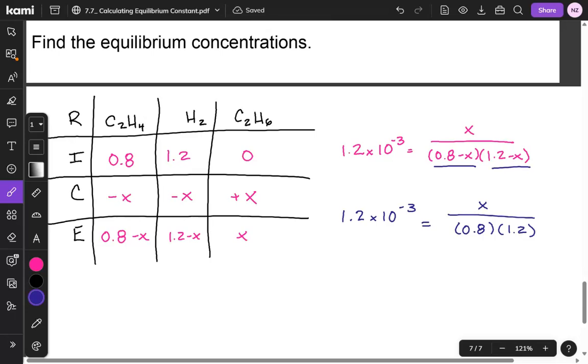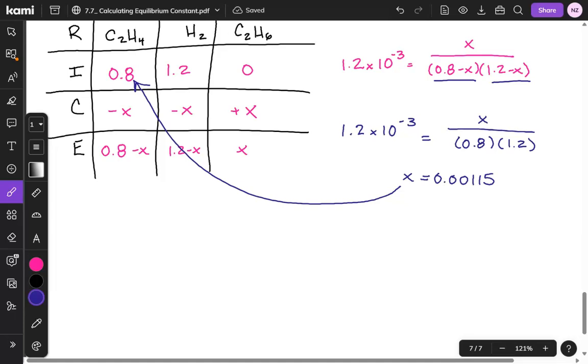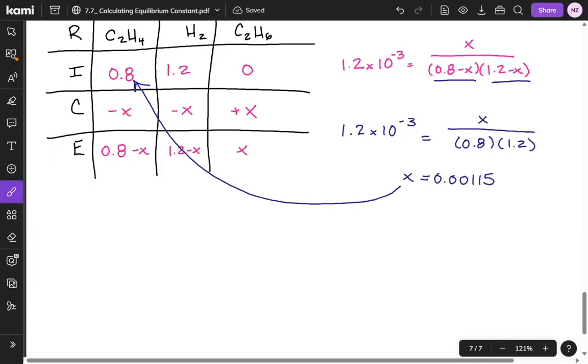So if we solve here, you will get a value of x equals 0.00115. And I can already tell you that if I plug this into my initial concentration, it's going to be much less than 5%. So our assumption here is valid. So because it's much less than 5%, I can use that.